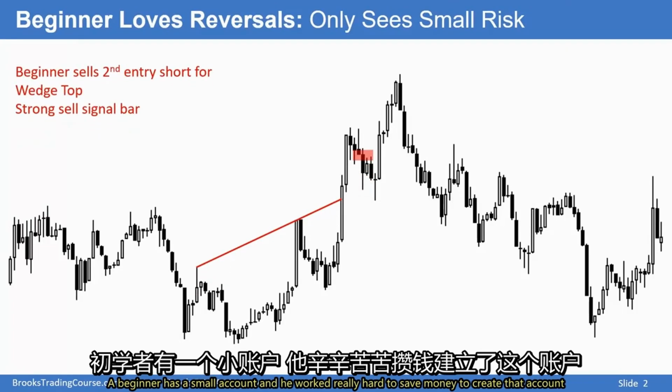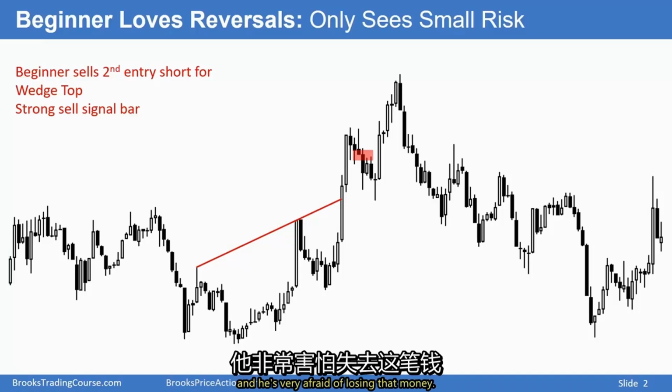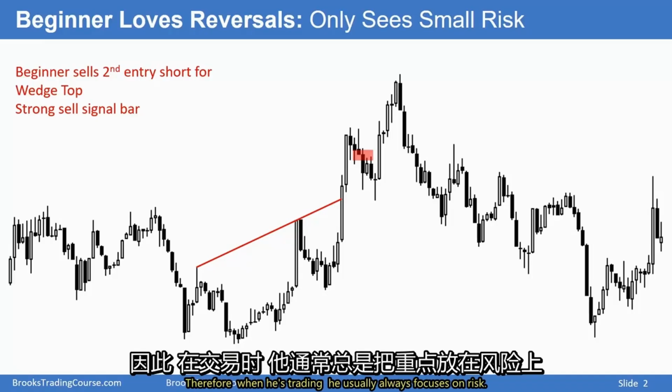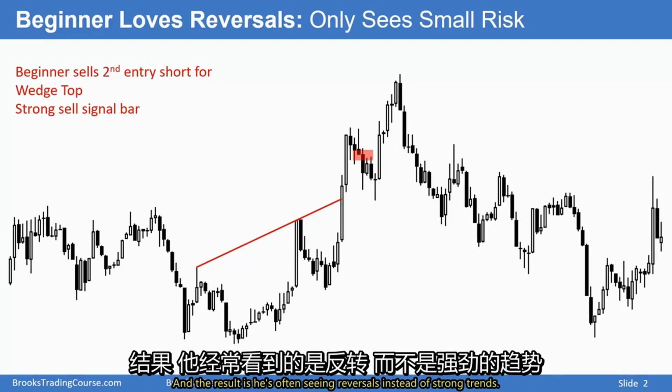A beginner has a small account, and he worked really hard to save money to create that account, and he's very afraid of losing that money. Therefore, when he's trading, he usually always focuses on risk. And the result is he's often seeing reversals instead of strong trends.